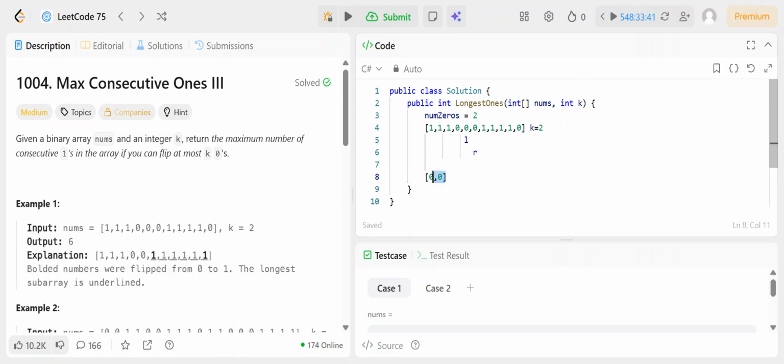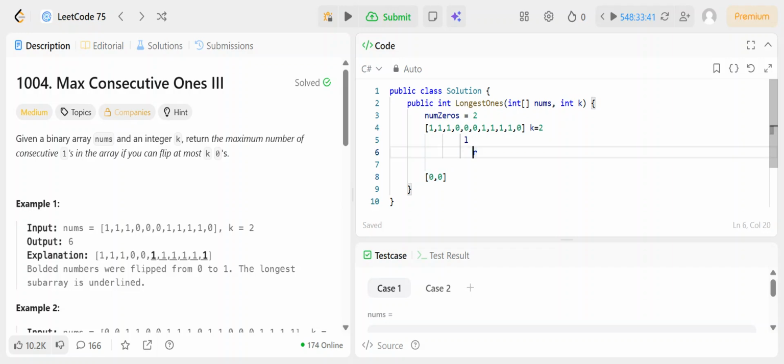That doesn't mean this particular array is the max array. We will get to know why we are calculating the max array. We are going to get the max length of the array at each position. At each position, we will try to calculate, but we are making sure that we are using a maximum of k zeros here.